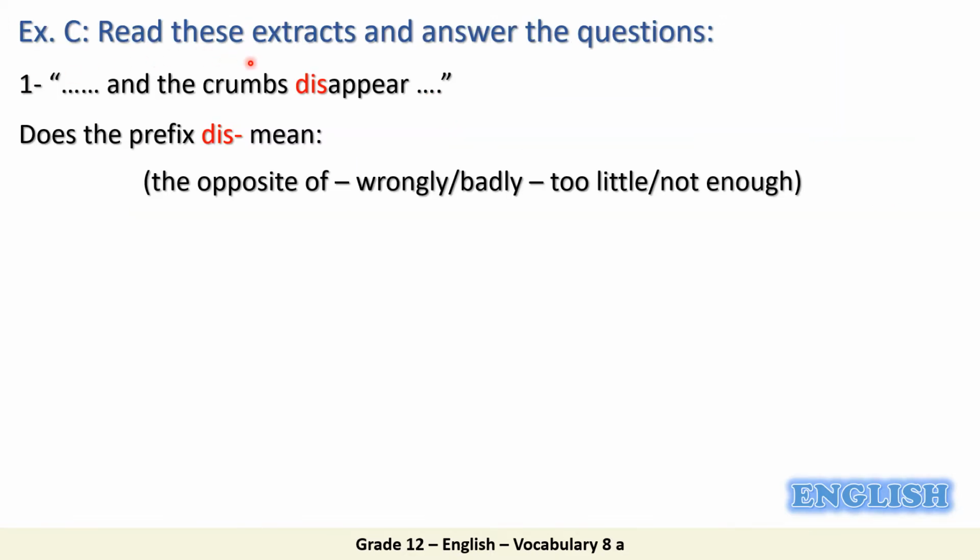So far we have studied how to use 5 prefixes to change adjectives into the negative form, right? And now we will study 3 more prefixes and 1 more suffix. Now read each of these extracts and answer the question. Extract number 1 says, and the crumbs disappear. The question is, does the prefix dis mean the opposite of something, wrongly or badly, or too little or not enough? This is the prefix. How about your answer, please?